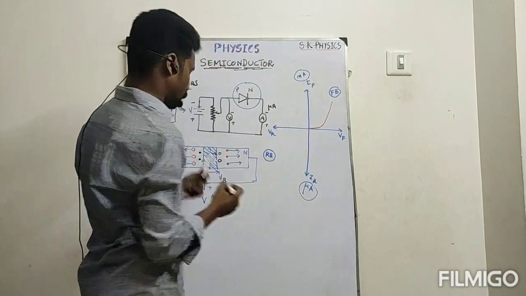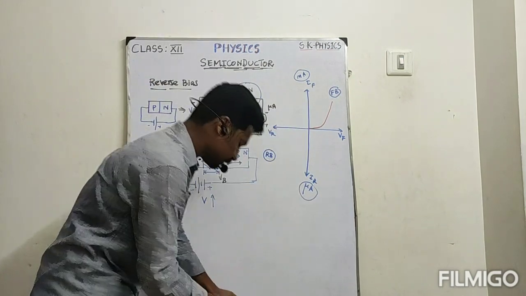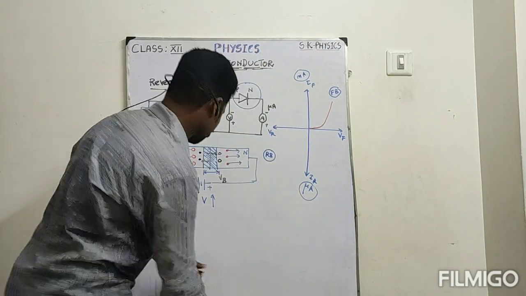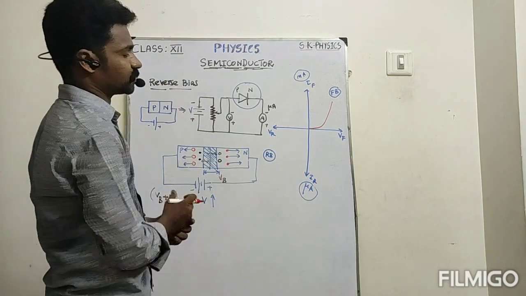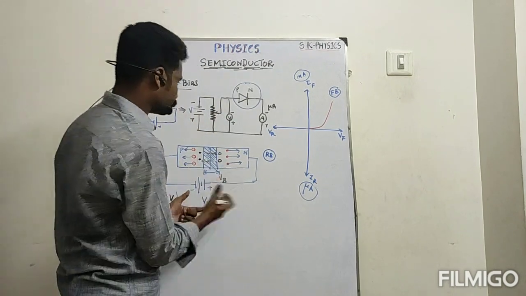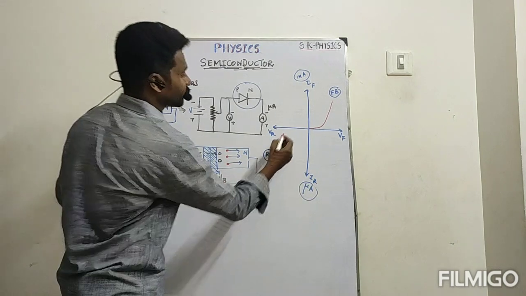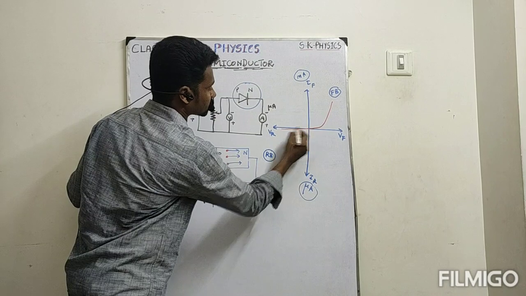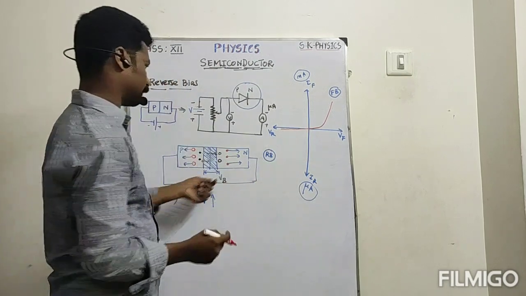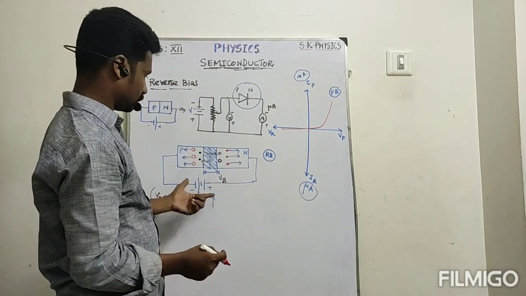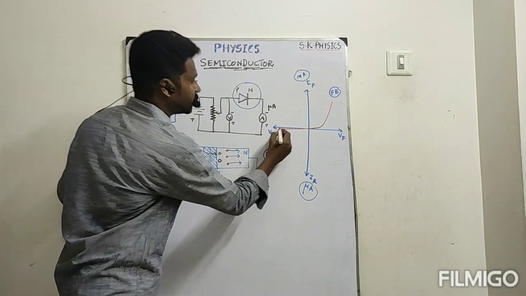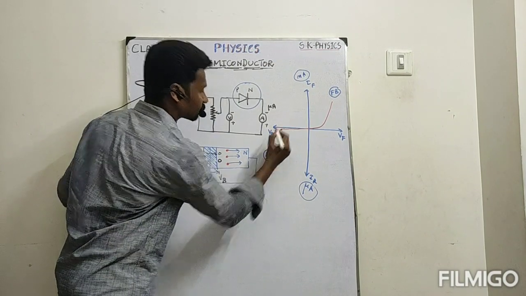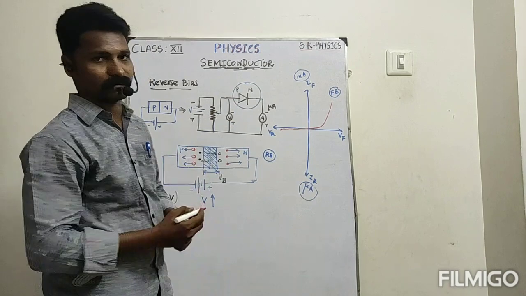But now, while we are increasing the reverse voltage, the reverse current initially also comes. This is the reverse current. It increases in the reverse direction, but it reaches a certain point, that is the saturation point.